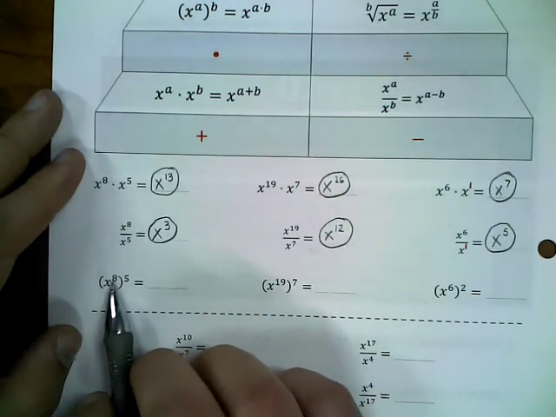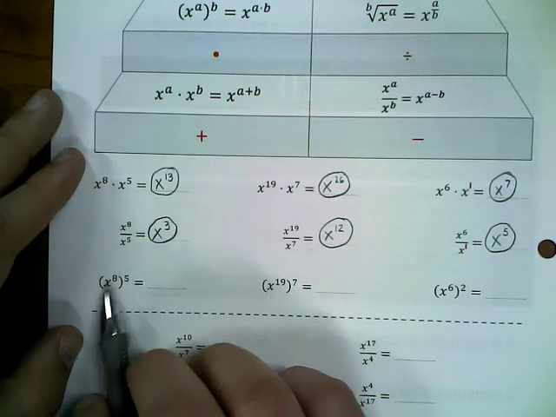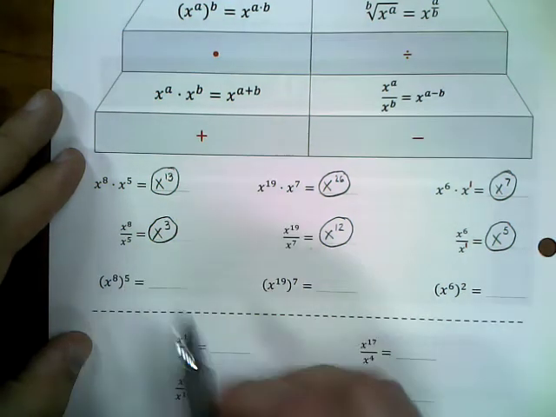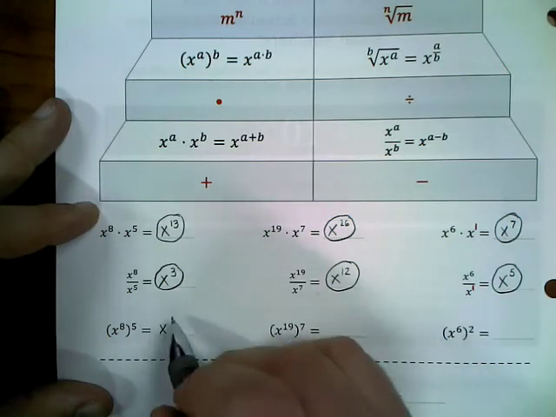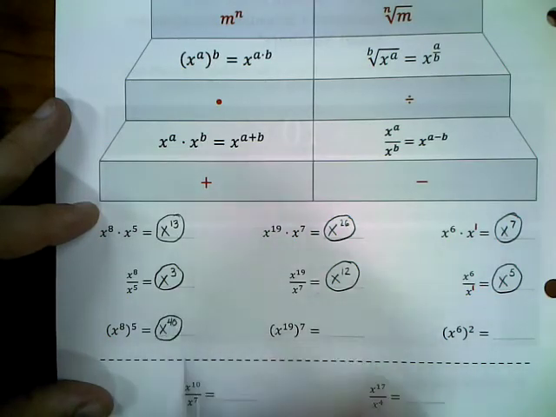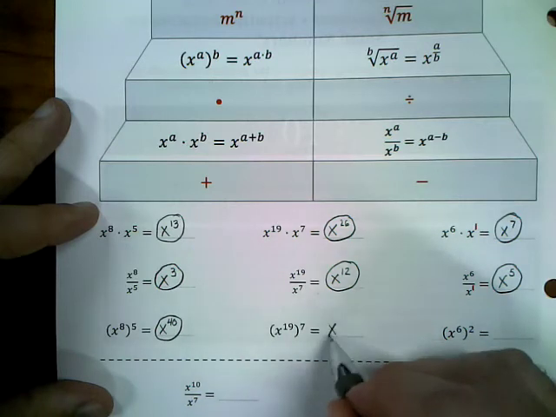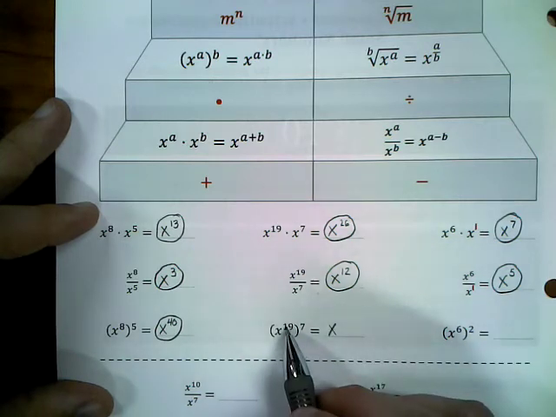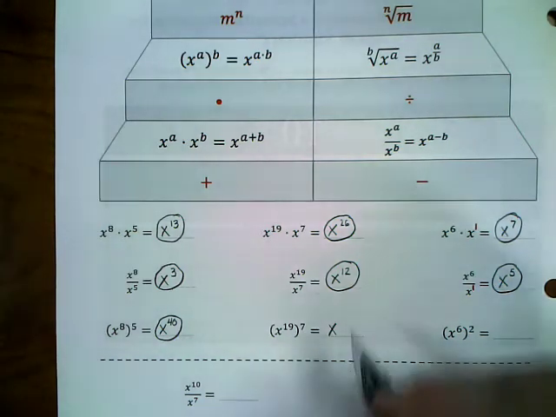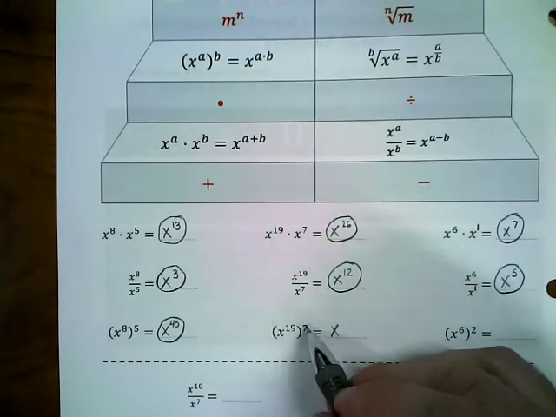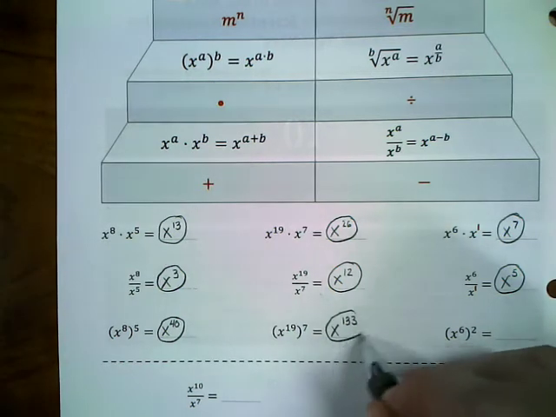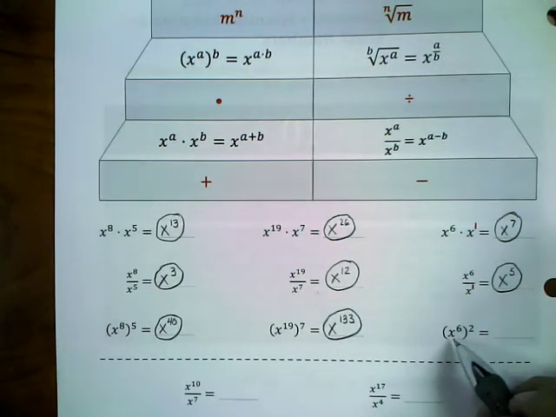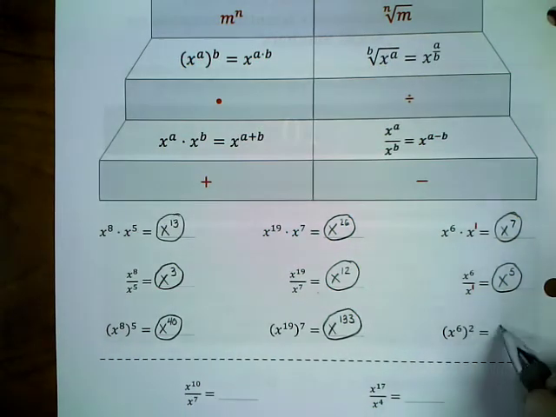So when we do a power to a power, so x to the 8th power, then raised to the 5th power, a power to a power means we're going to multiply them. So 8 times 5 is 40. X to the 19th power, then raised to the 7th power will be x to the power of 19 times 7, which is 133. And then finally, x to the 6th power, then raised to the 2nd power, will become x to the power of 6 times 2, which is 12.